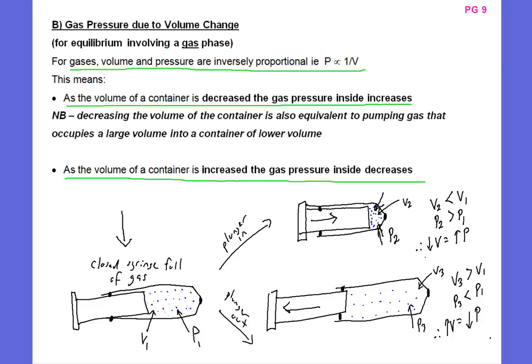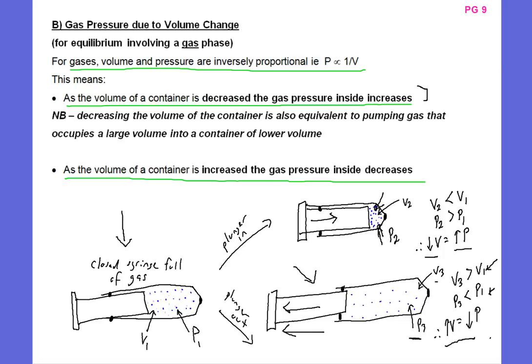So what that means is if you decrease the volume of the gas, the pressure will go up. Similarly, down here, in this situation, the plunger has been pulled outwards. That's increased the volume available for the gas. So volume 3 is actually bigger than volume 1. However, because you made the volume available bigger, the gas molecules are more spread out. You've got a new pressure, P3 now, and P3 is less than the original pressure. So what that's showing is if you increase the volume available to a gas, its gas pressure will go down.